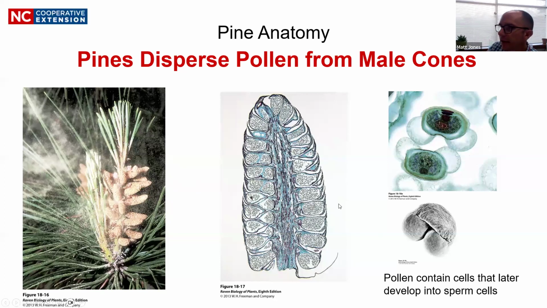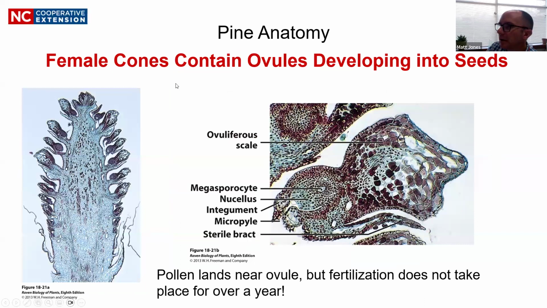And then they also have female cones that contain ovules that will develop into seeds. So when you think of a pine cone, that is a female cone. And when you look at a pine cone, you see the woody scales. Typically, when you see them on the ground, they've fallen off the tree. They've already released their seeds, but there would have been two seeds at the base of each of those woody scales.